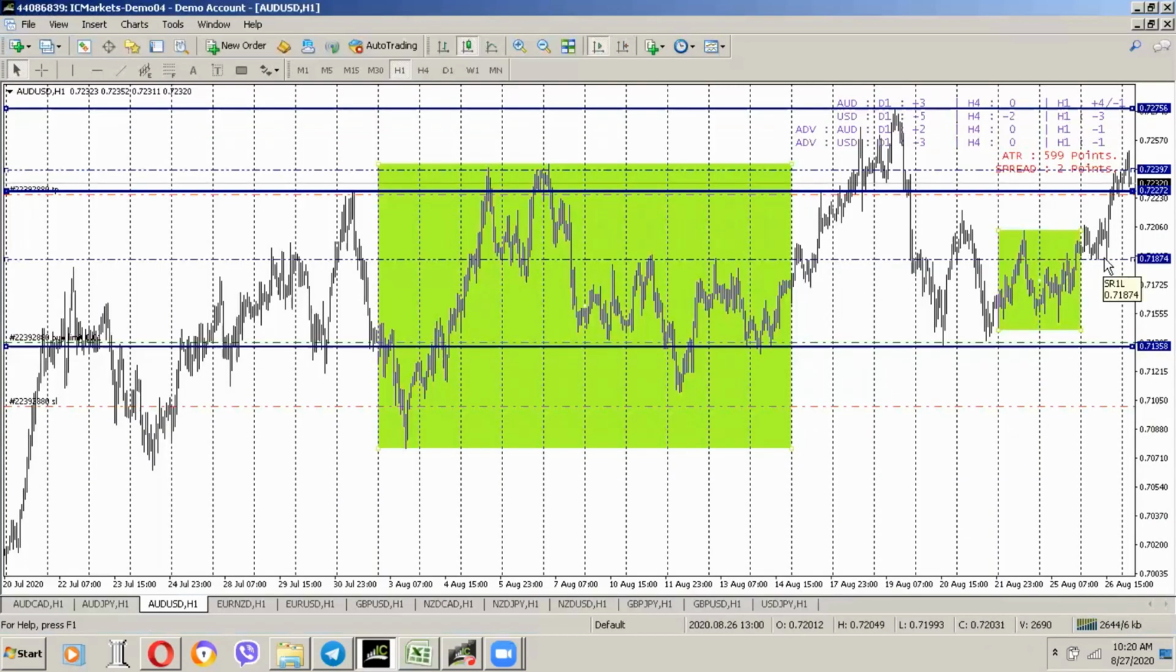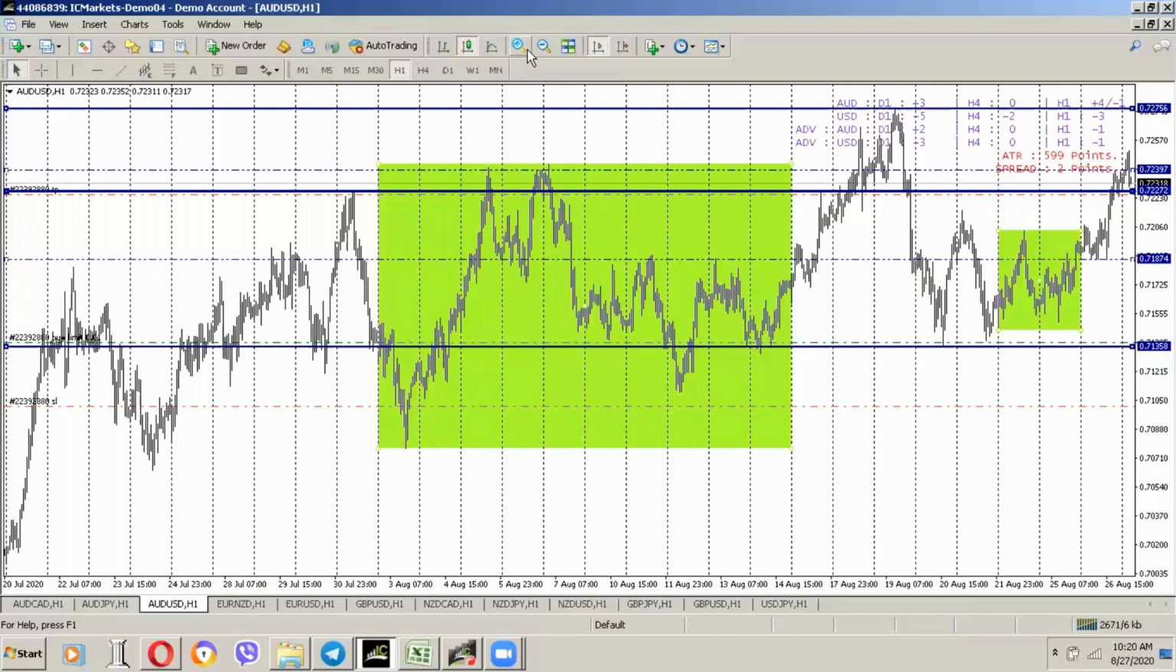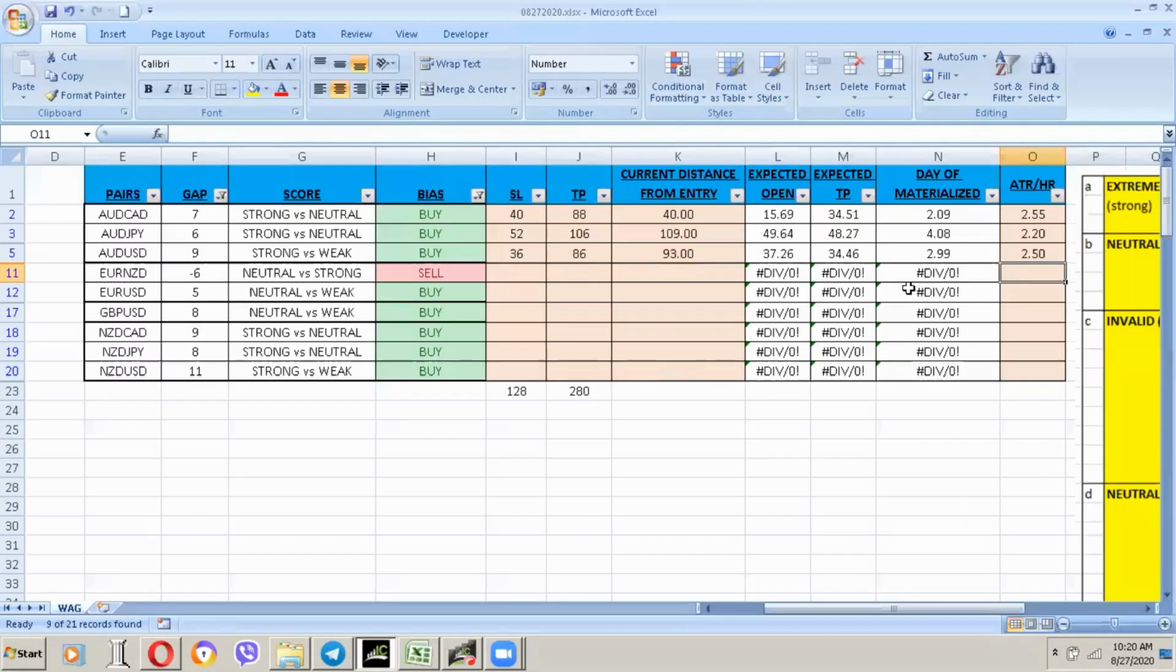Pwede din sana siya dito yung low kahapon, kaso lang 56 and then 44. So medyo bitin siya sa RRR. So dito na lang ako mag-place ng order. And then for the market structure, we have ranging din for OddUSD.